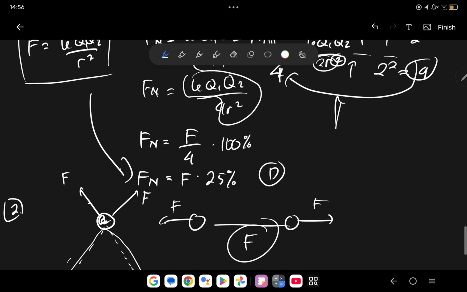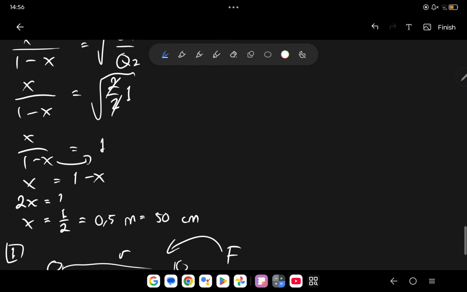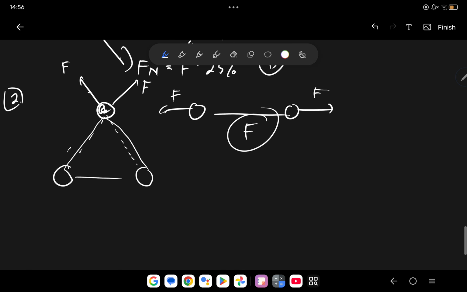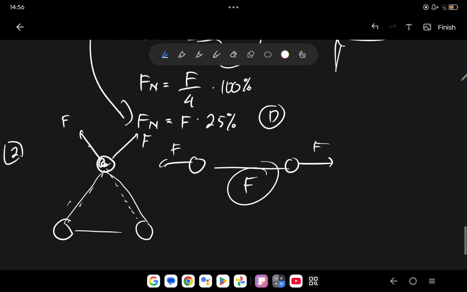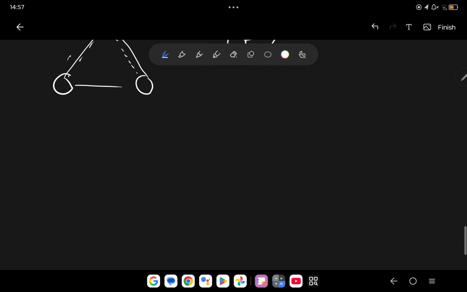We've been working in 1 dimension so far. We're just going to add them up, positive, negative. But what about this? 2 dimensions. How do we add these vectors up? Well, we're going to do a vector addition.